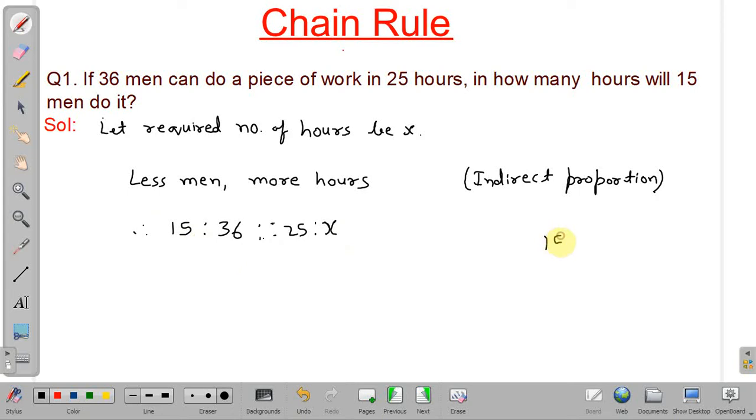Suppose 15 by 36. If it is directly proportional, then x will come in the numerator. But it is inversely proportional, so x will come in the denominator. And for 36 it is 25 hours, so 25 by x, and this is what is written here, in the form of proportion.